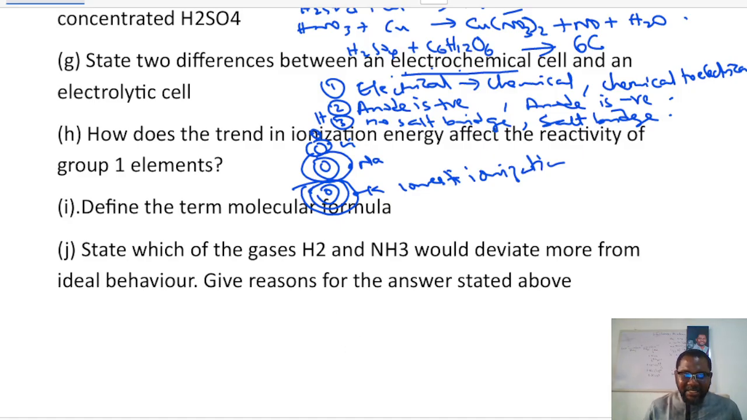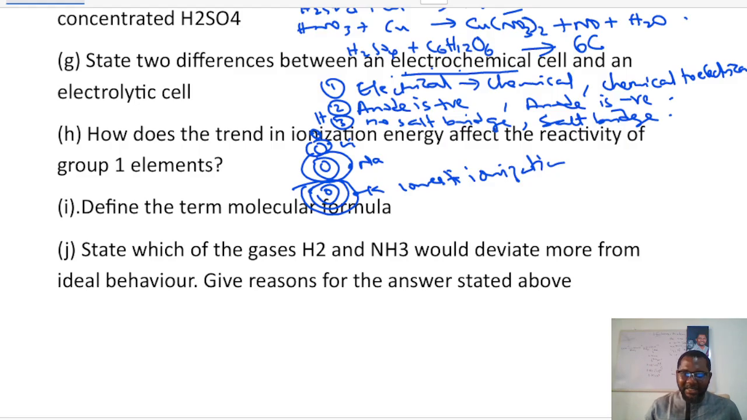Now that is very, very important. The answer is that ammonia will deviate more. The reason why ammonia is going to deviate more is because it has larger volume and also has stronger intermolecular force. Are you with me?